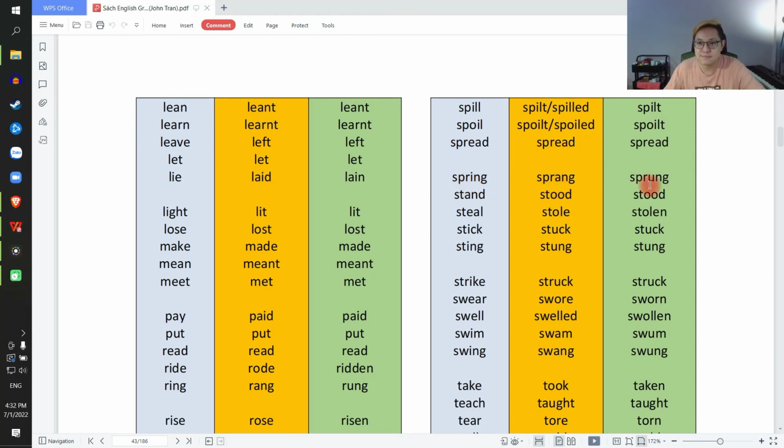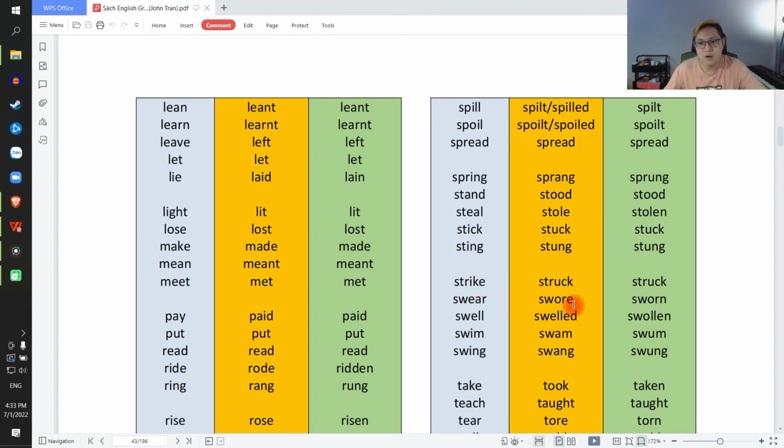Spring, sprang, sprung. Stand, stood, stood. Steal, stole, stolen. Stick, stuck, stuck. Sting, stung, stung. It's not like sting, stang, stung, okay? It's sting, stung, stung. Strike, struck, struck.